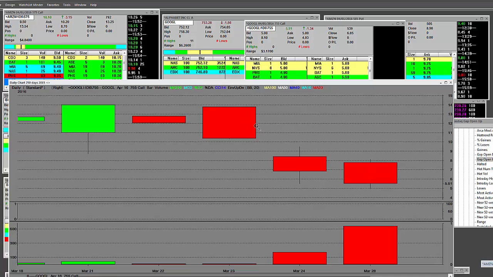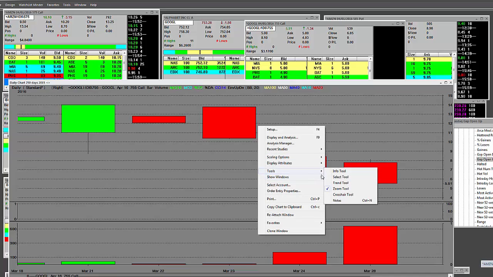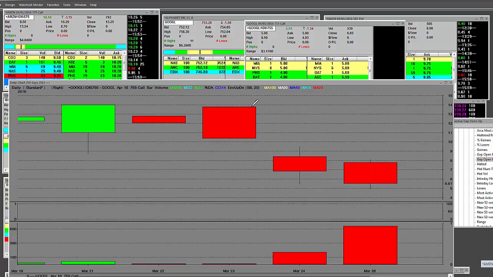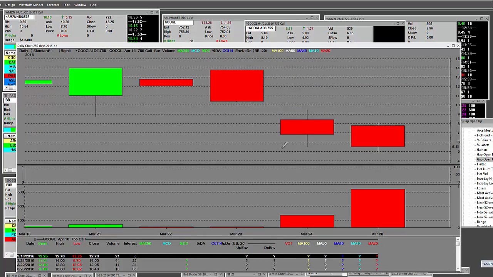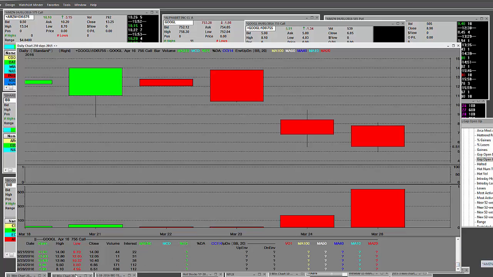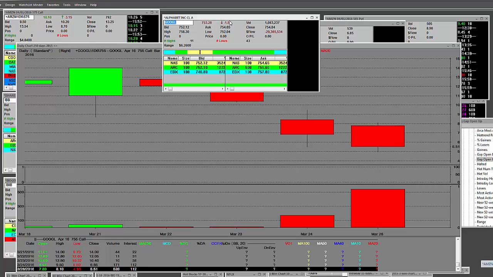You've got to realize that 3 days ago, these call contracts were up here and they were worth a lot of money. And since then, Google has not performed. And here's the deal. I'm going to show you the deal. The low was 4.93. The high was 8.10. That means that this lower market for that 755 call, and Google closed down only $1.56.